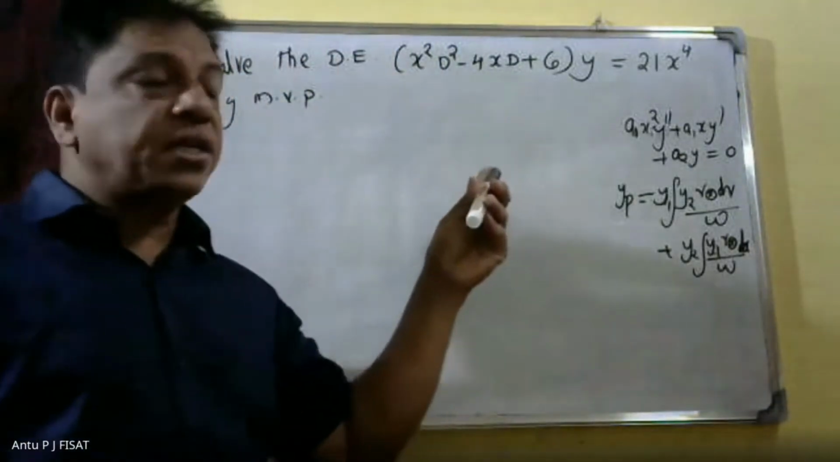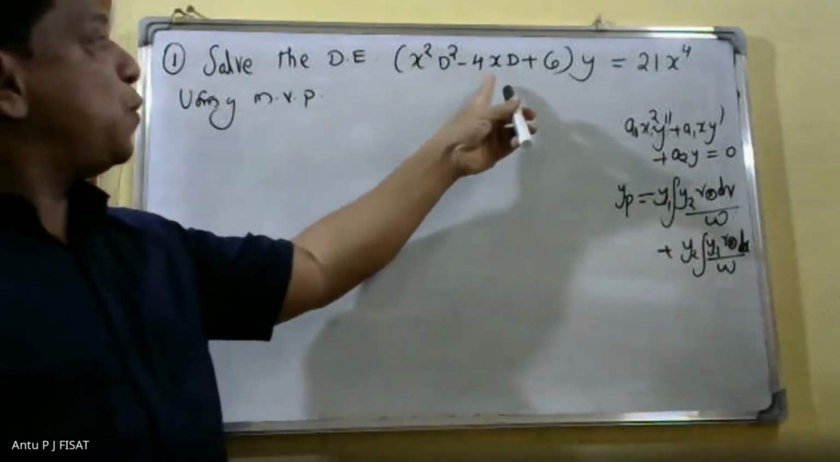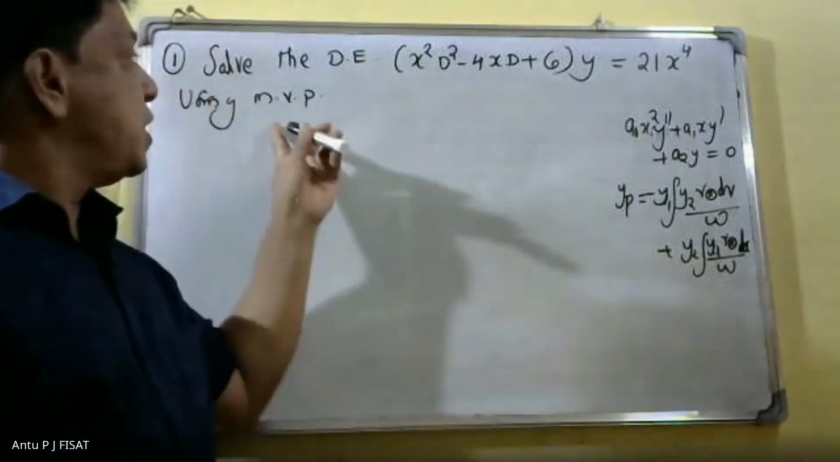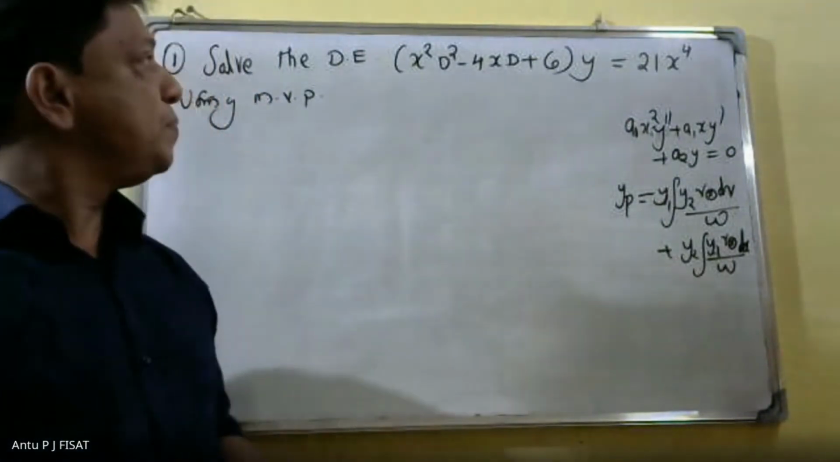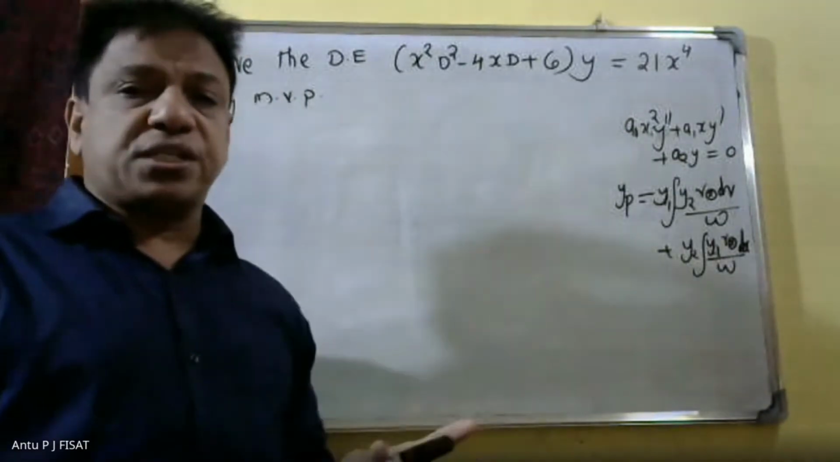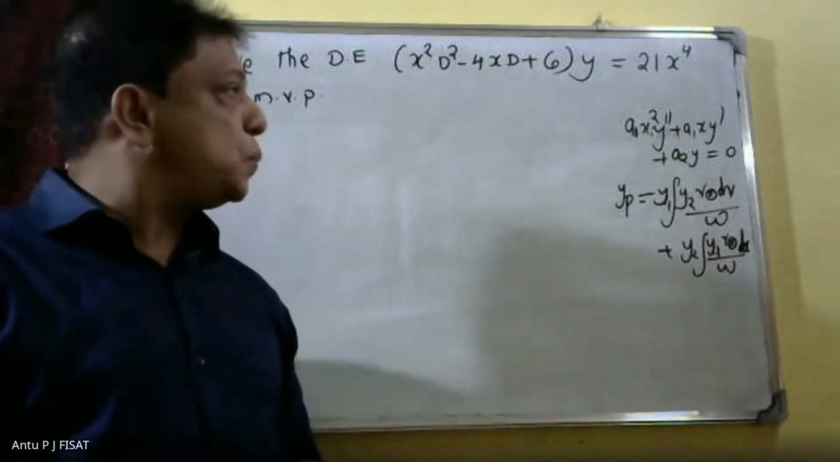Solve the differential equation x² d² − 4xd + 6 of y is equal to 21x⁴ using the method of variation of parameters. Here, in this case, this is a non-homogeneous differential equation. The right-hand side is not equal to 0.